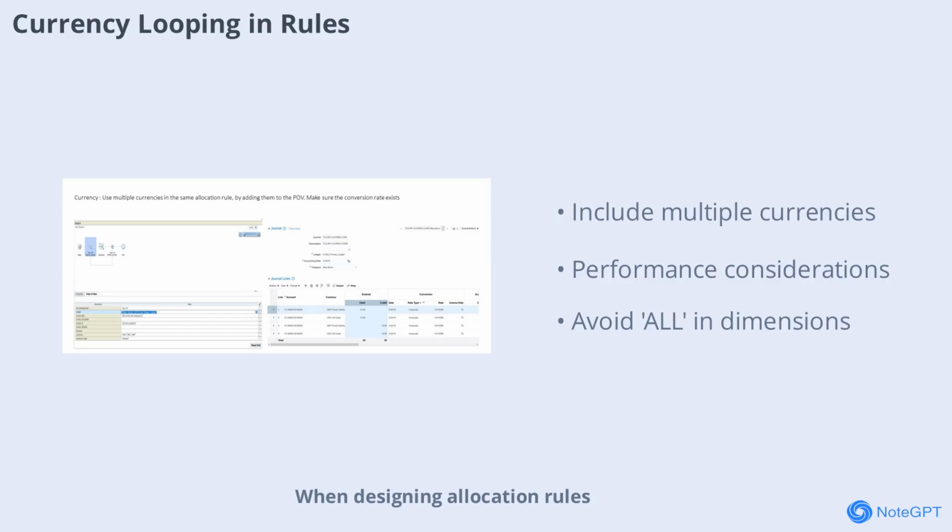Designing allocation rules, you might wonder how many currency values can be looped in a single rule. Fusion allows you to include all available currency and period values, but keep in mind that performance can be impacted if too many values are used. Avoid selecting the all value in any dimension, as this can cause issues. Always use the skip pool option to ensure the allocation process doesn't fail when a source pool has no balance. This approach helps maintain efficient and reliable allocation runs, especially in environments with multiple currencies and periods.